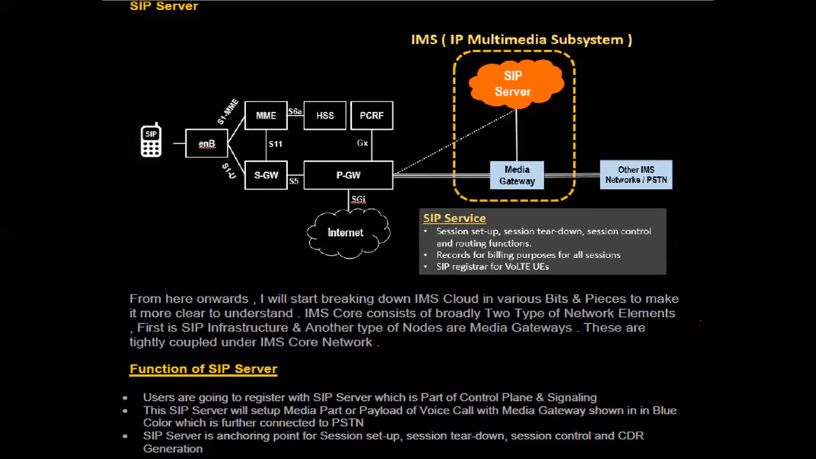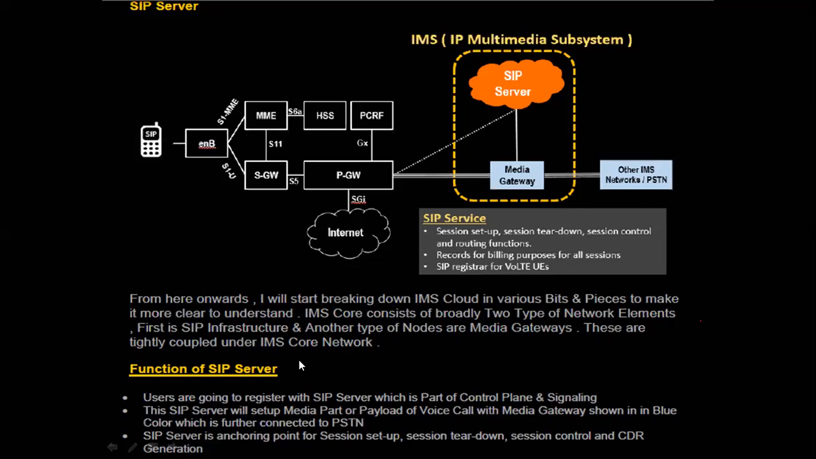So IMS is made of various bits and pieces, and to make it clearer to understand, the IMS core consists of broadly two types of network elements. The first one is the SIP infrastructure, and the other type of node is the media gateway. These two are tightly coupled under the IMS core.